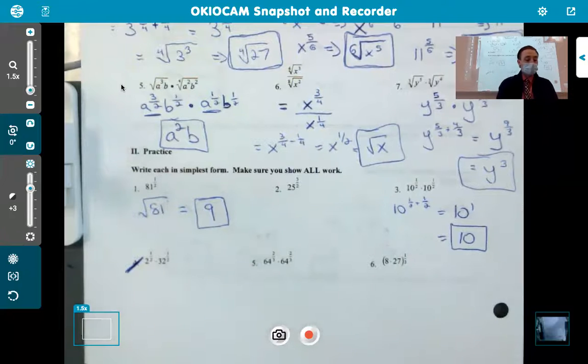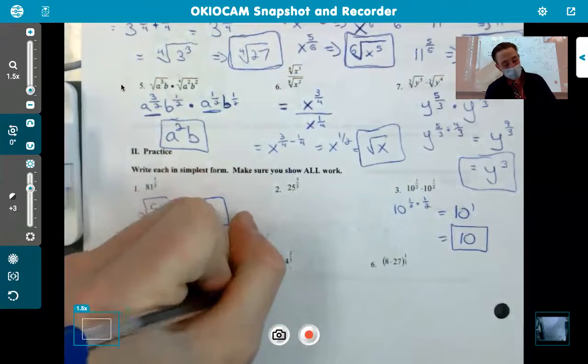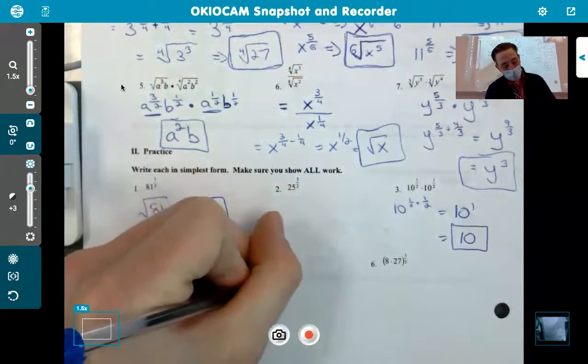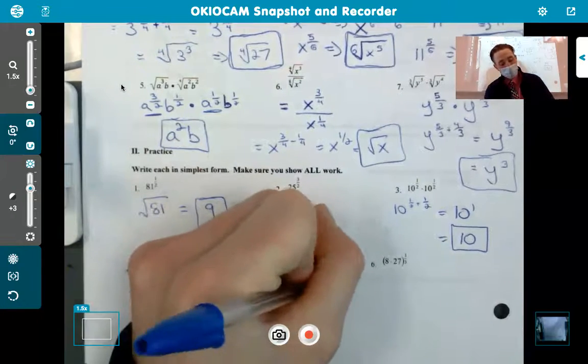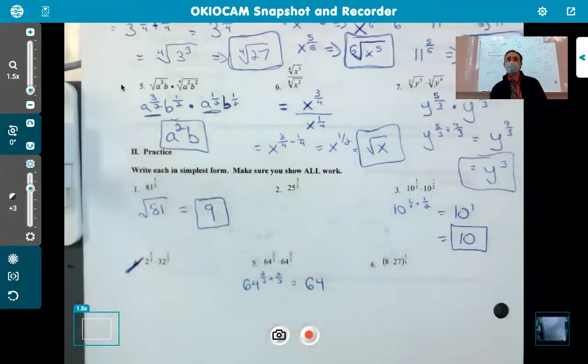Let's go down to number 5. Very similar type of question. How would I start by solving this? So I have 64 to the 2/3 times 64 to the 2/3. What should I do in order to combine those, break it down a little bit, simplify? Who's got an idea? Nick? Add the exponents, right? So I have 64 to the 2/3 plus 2/3. That's going to give me what, though? What's 2/3 plus 2/3? 4/3.